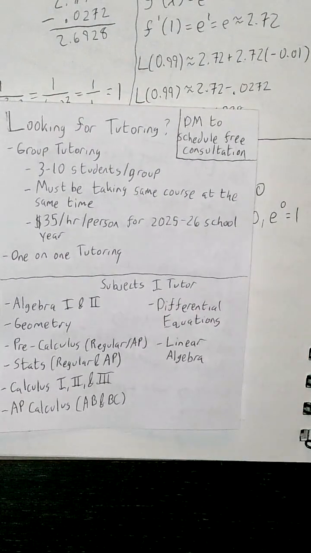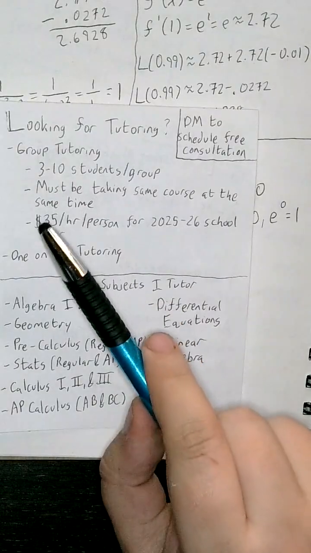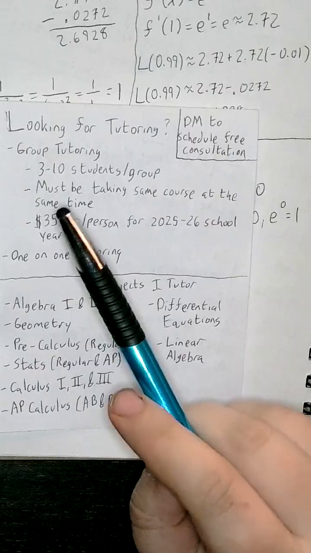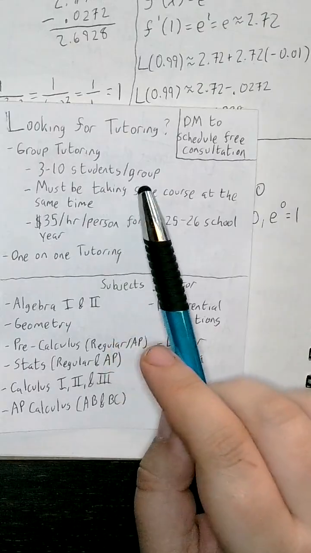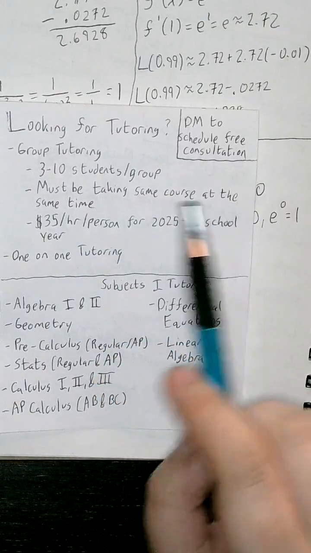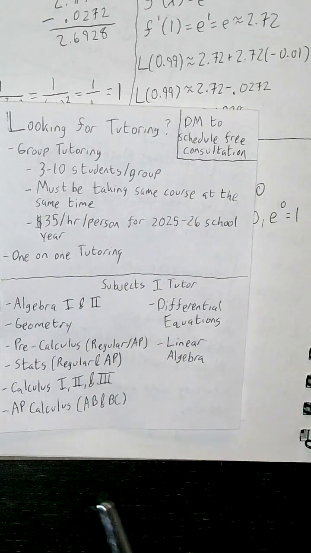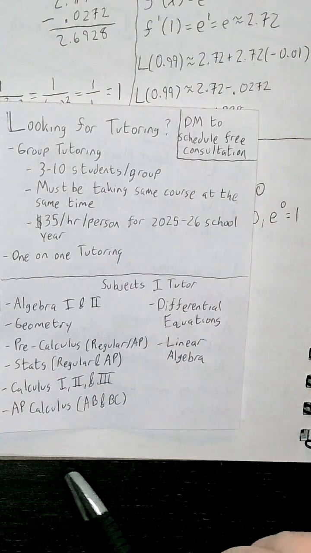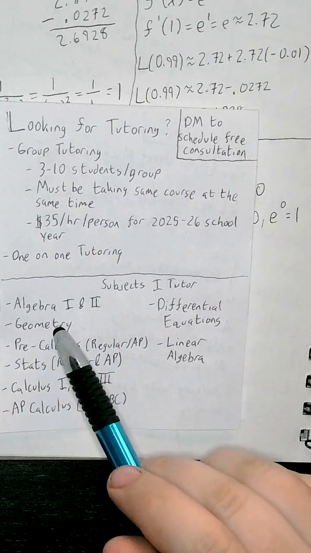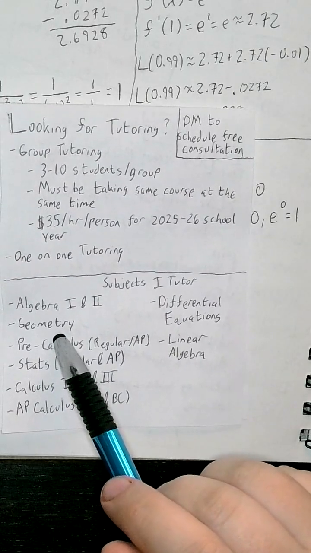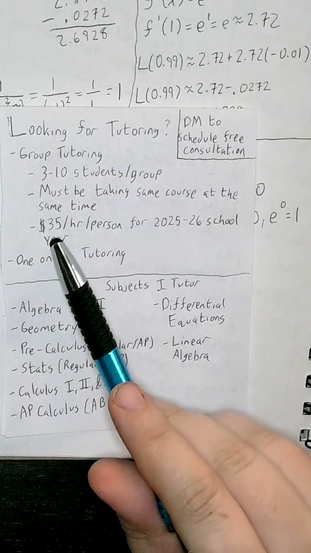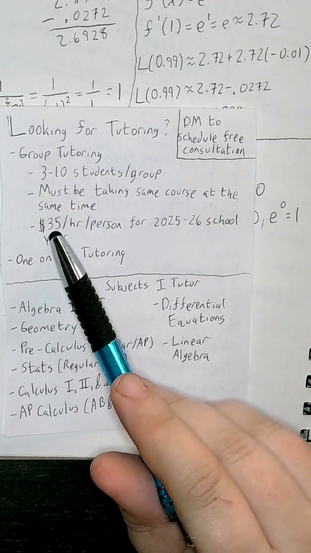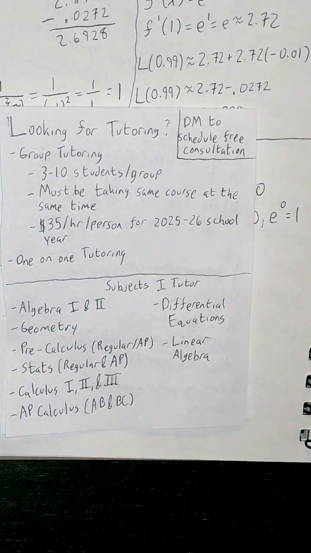I also offer online tutoring. I offer both group and one-on-one tutoring. For group tutoring, I offer sessions to groups of 3 to 10 students that are all taking the same class at the same time. It doesn't have to be at the same school or even with the same teacher, but it must be the same class. So let's say you and 3 of your friends are all taking geometry, and you're all taking it right now, then you can sign up for group tutoring. And for this school year, I charge $35 per hour per person.